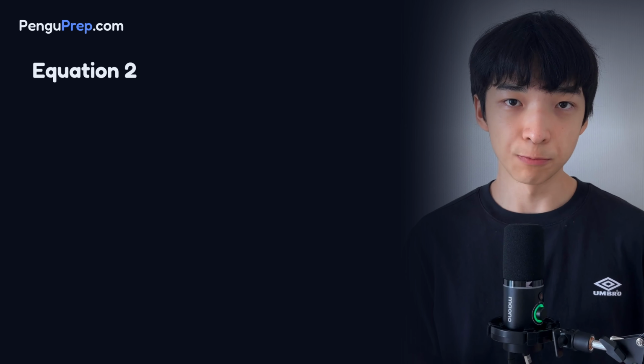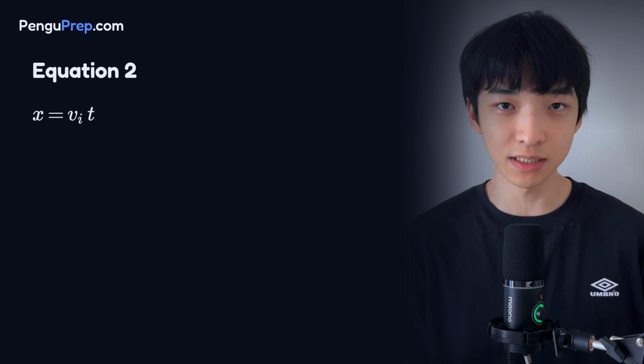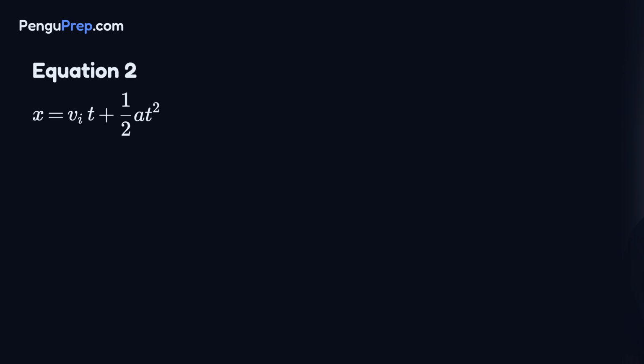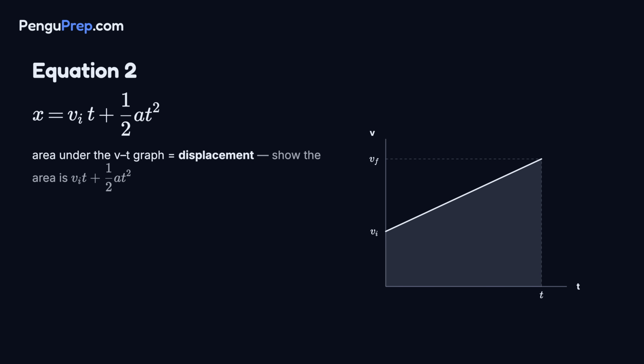The next equation to prove is that the displacement an object travels is equal to its initial velocity times time plus 1/2 times acceleration times time squared. To prove this, let's look at the velocity-time graph of an object which accelerates from an initial velocity of vi to a final velocity of vf during a time t. The area underneath the graph will represent the displacement of the object. So if we can show that the area is indeed vit plus 1/2 at squared, then we can prove the equation. First, let's split this area into a rectangle and a triangle.